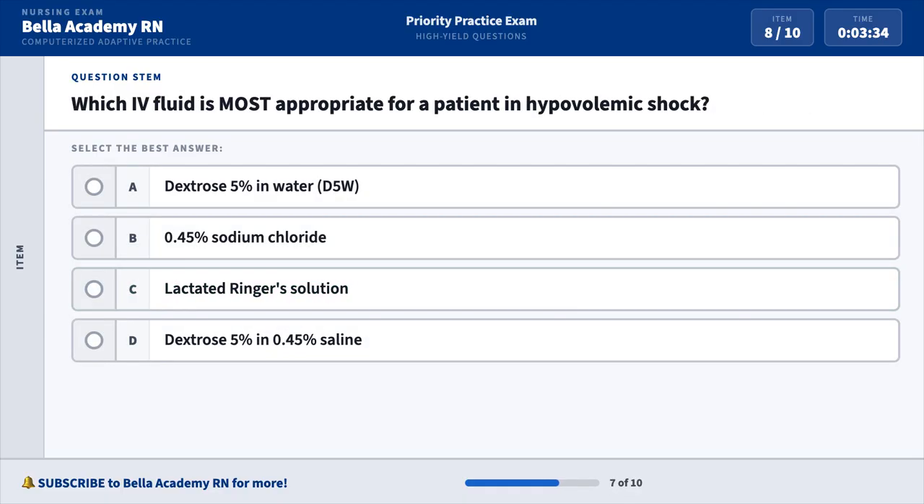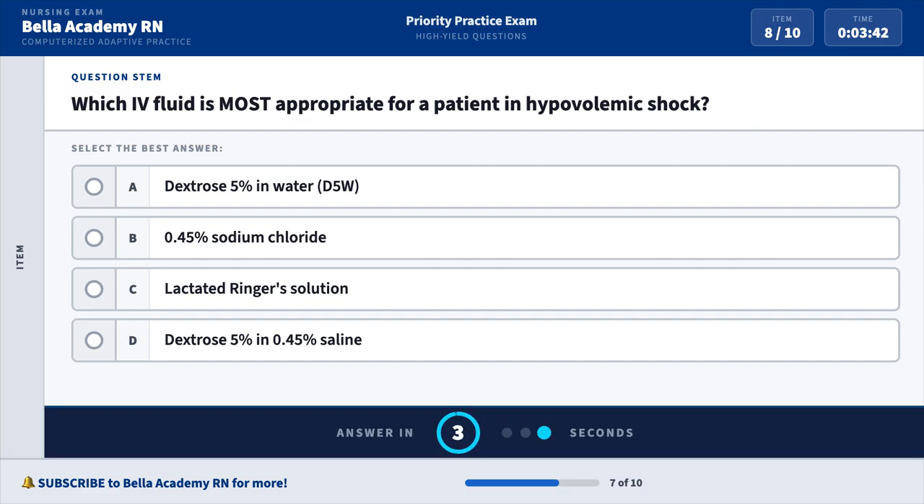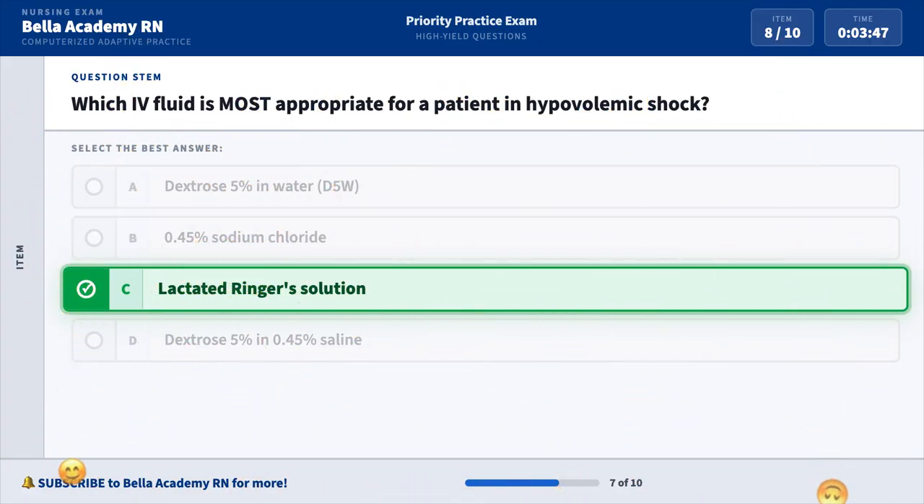Which IV fluid is most appropriate for hypovolemic shock? Dextrose 5 in water. 0.45% sodium chloride. Lactated Ringer's solution. Dextrose 5 in 0.45 saline. C. Lactated Ringer's. It is an isotonic crystalloid that rapidly expands intravascular volume. Hypotonic and dextrose solutions will worsen shock.